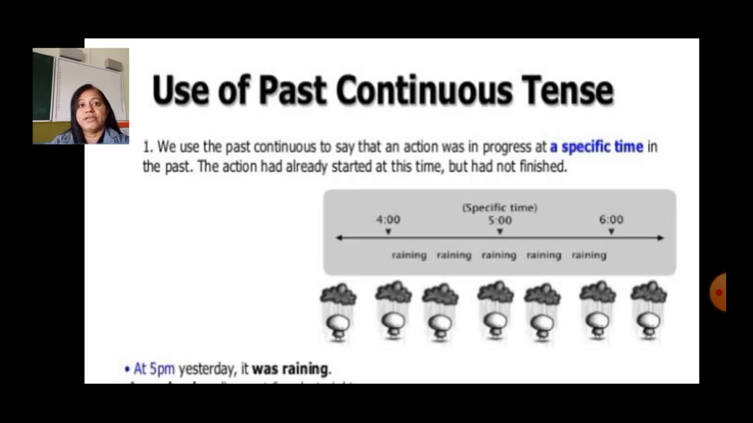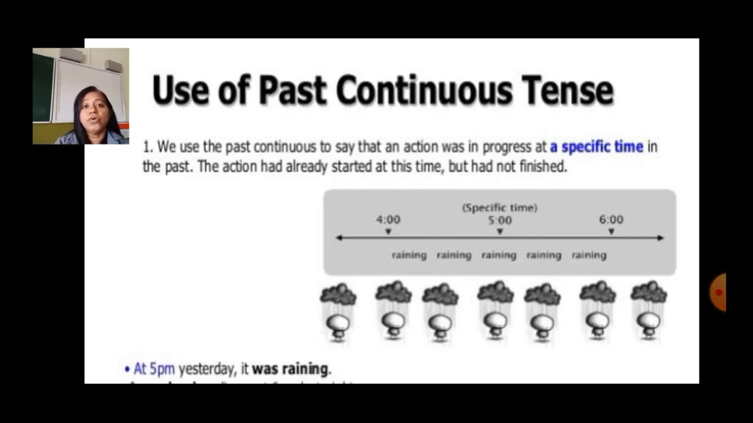Use of past continuous tense. We use the past continuous tense to say that an action was in progress at a specific time in the past. The action had already started at this time but had not finished.